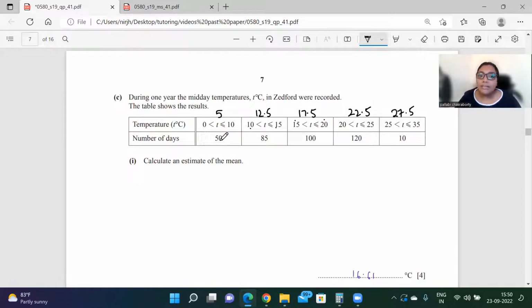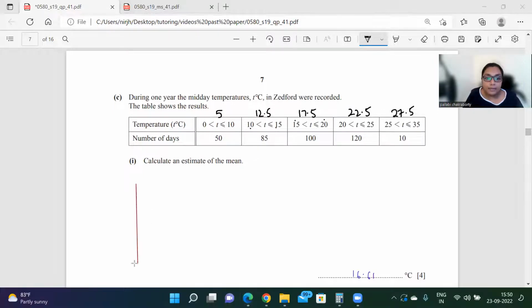Now the number of days is given as 50, 85, 100, 120 and 10. You have to estimate the mean. So how do we find out the mean? The mean will be, again, we will make use of the same table which we made. So we will try to make another table here. So let's quickly do that.